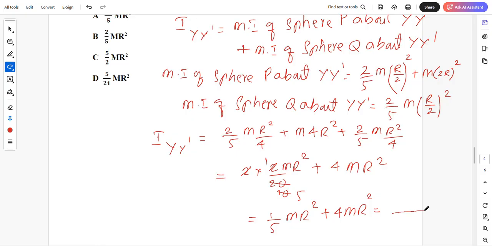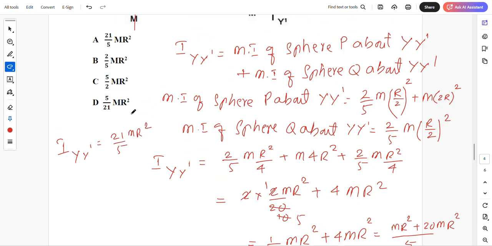Again take 5 as LCM. I can write m r square plus 20 m r square. That is I y dash will be equal to 21 m r square by 5. 21 by 5 m r square. This is the right answer.